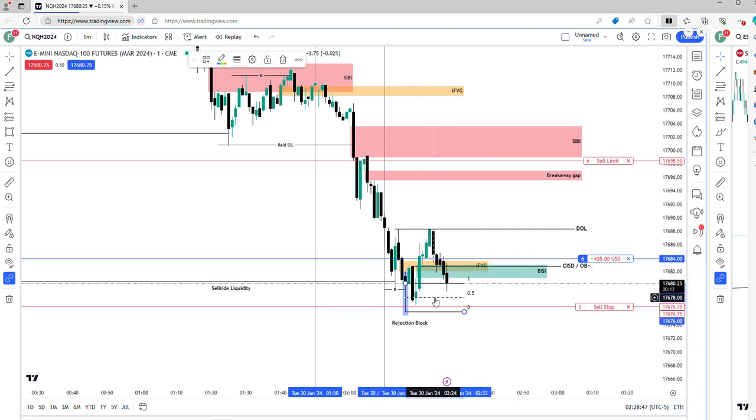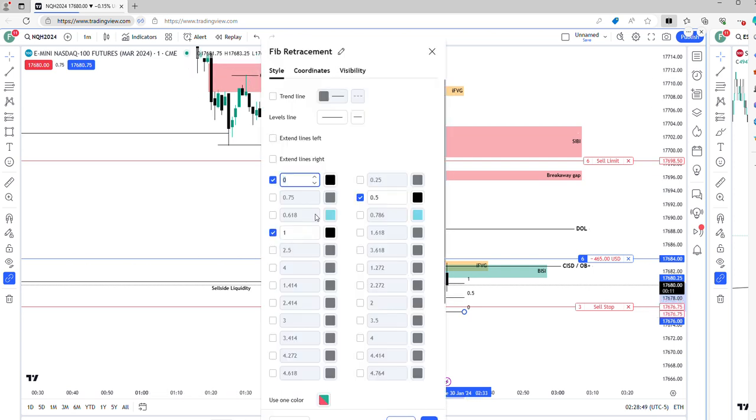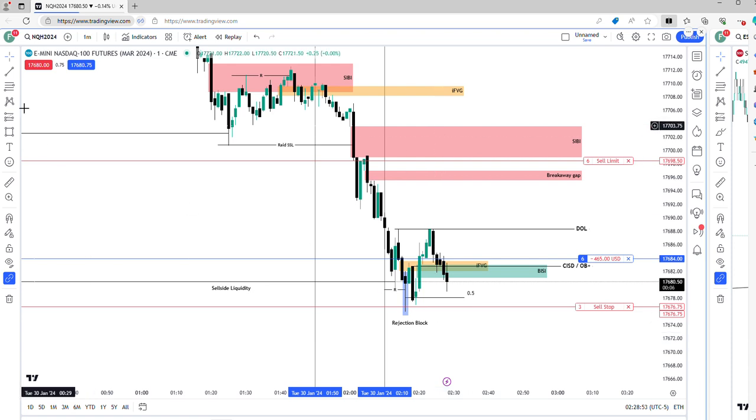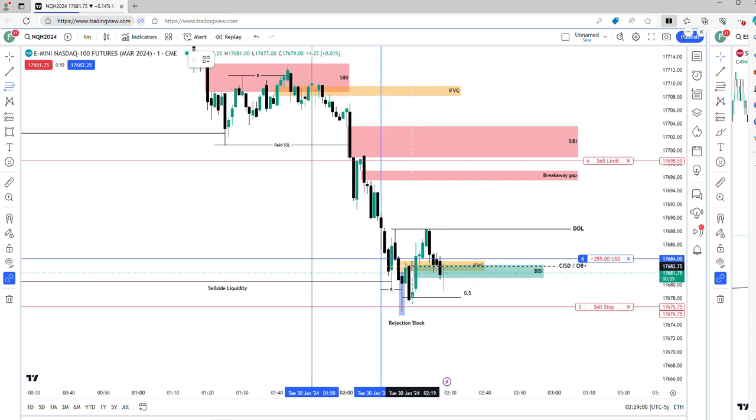Now I'm going to get rid of this. That's the rejection block. I might just leave up the halfway point of the rejection block. And then what I'm going to do, I'm going to get the halfway point of this order block. And let me just get that up for you guys. So that's the median threshold of the order block. So I'm going to write all these things and then zoom in on the chart a little bit just so you can see. I'll draw my own lines while we're waiting for price action to do what it wants to do.